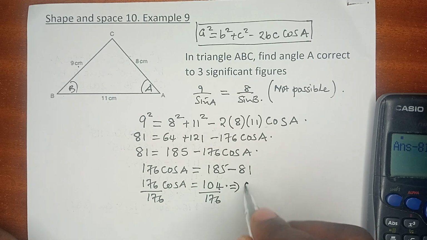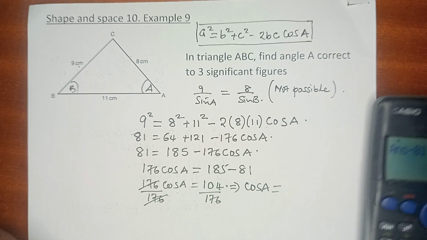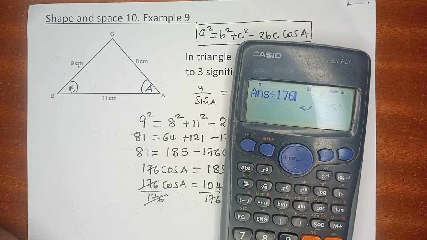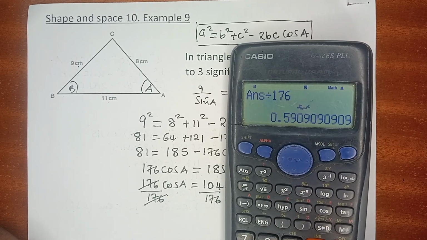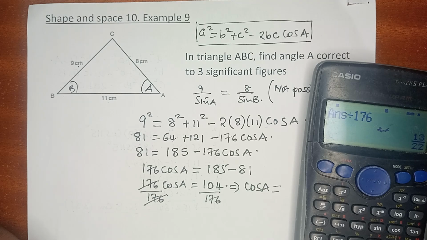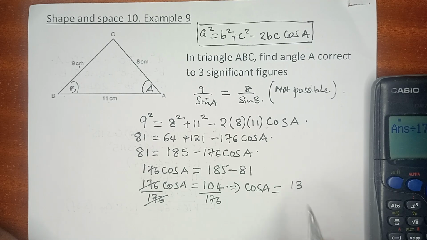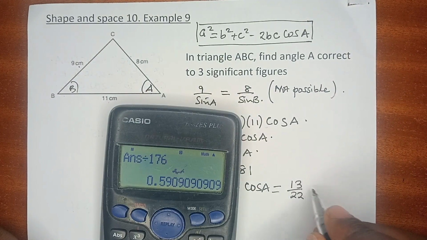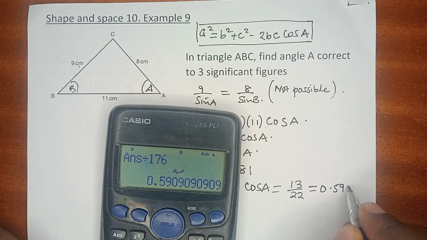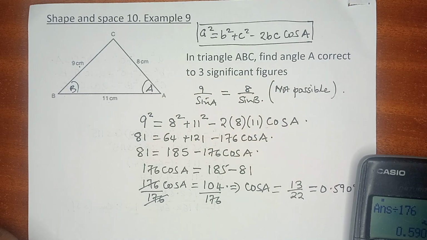At that point, we can divide both sides by 176. This gives us that the cosine of A equals 104 divided by 176, which is 0.5909, or in fraction form, 13 out of 22 to be accurate, which is 0.590909 recurring.